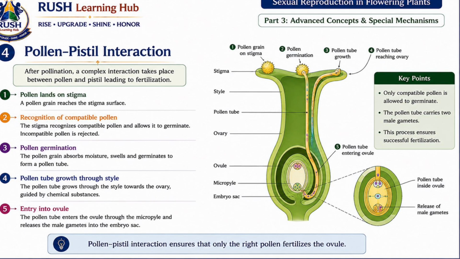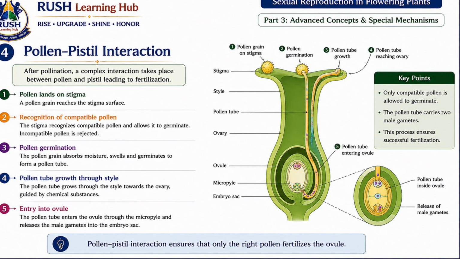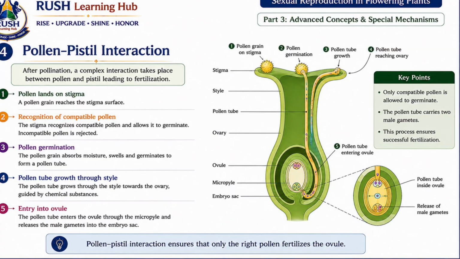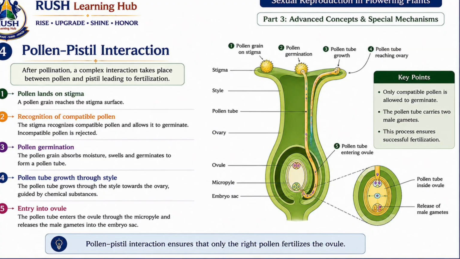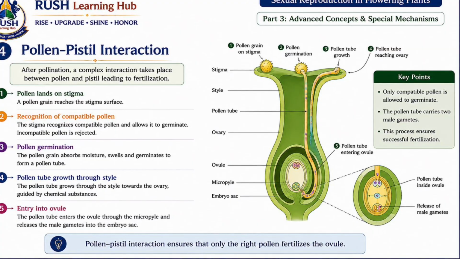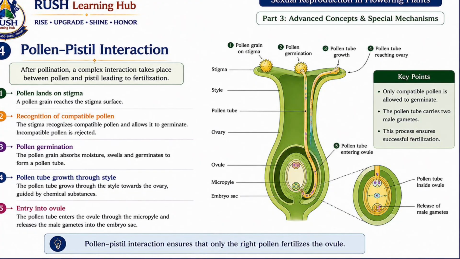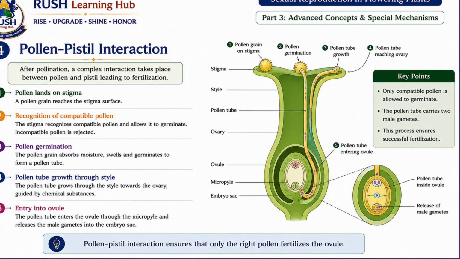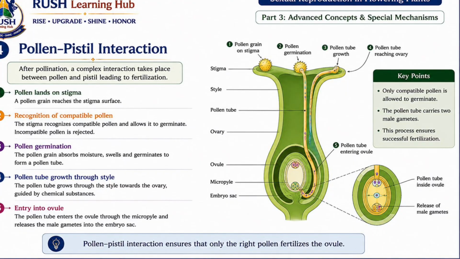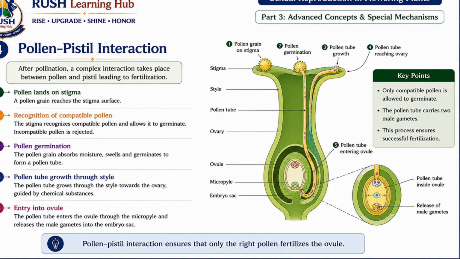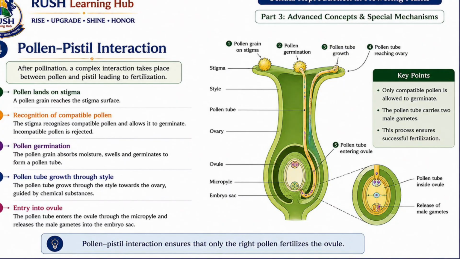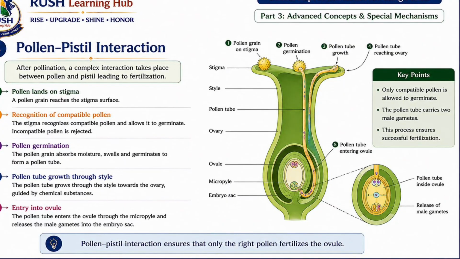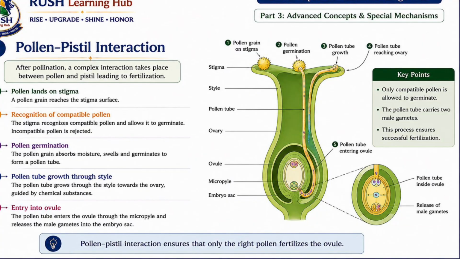Step 2. Recognition of compatible pollen. The stigma is capable of recognizing whether the pollen grain is compatible or incompatible. If the pollen grain belongs to the same species and is genetically suitable, it is accepted. If it is incompatible, the stigma rejects it and prevents further development. This recognition mechanism helps maintain reproductive efficiency and prevents unwanted fertilization.